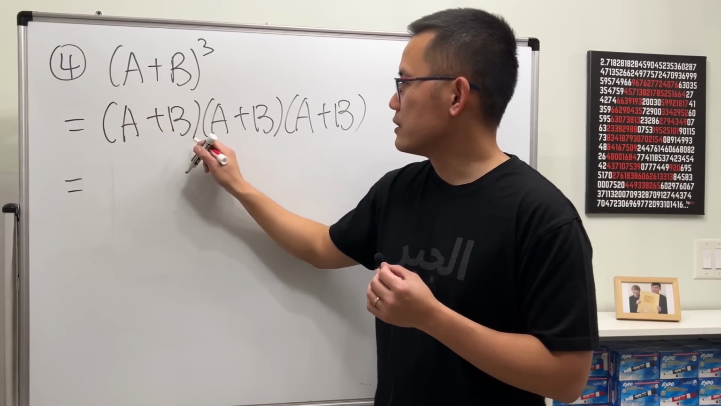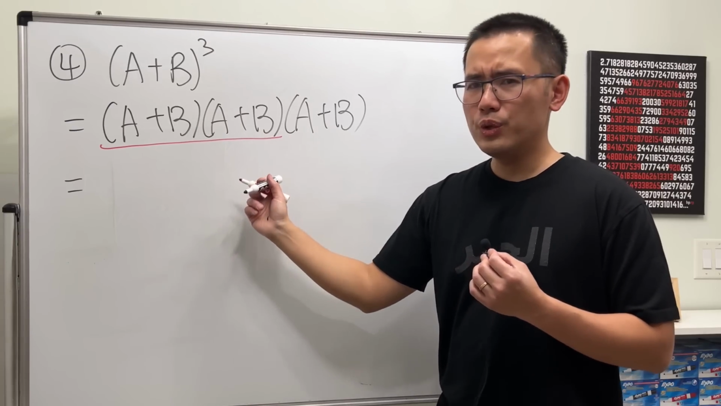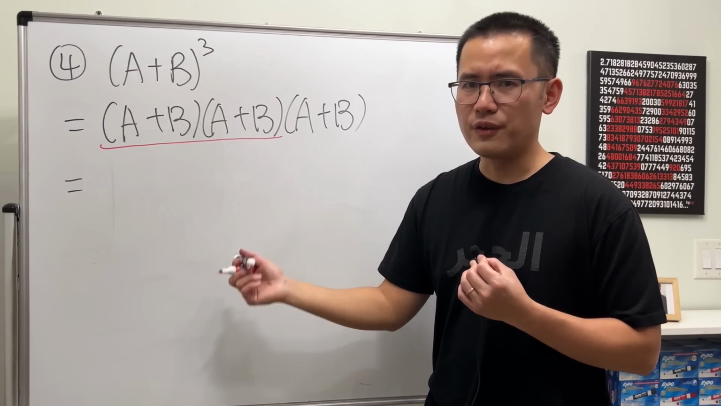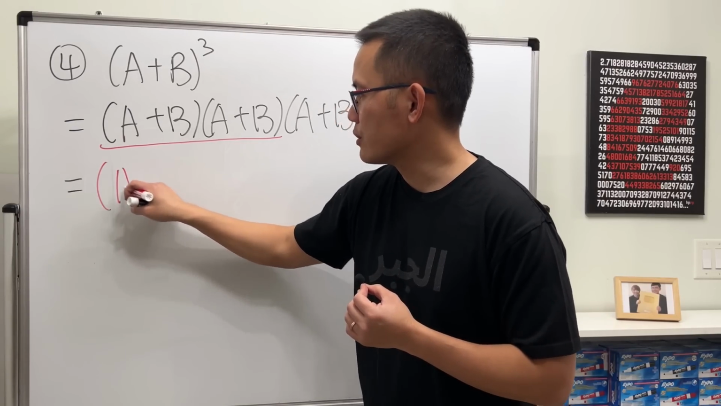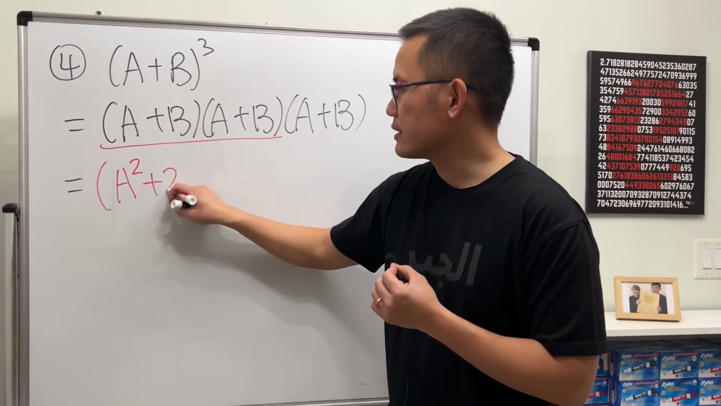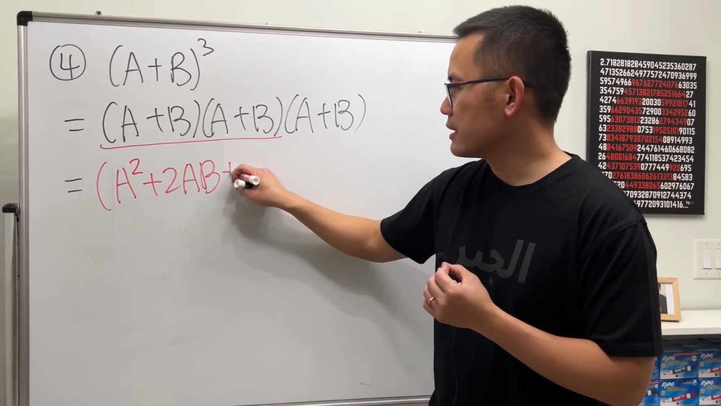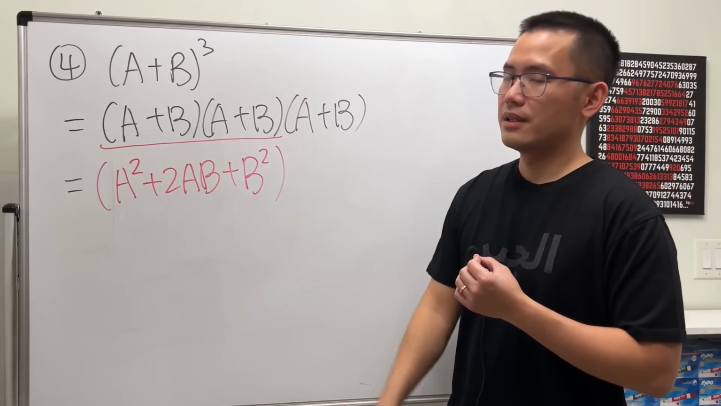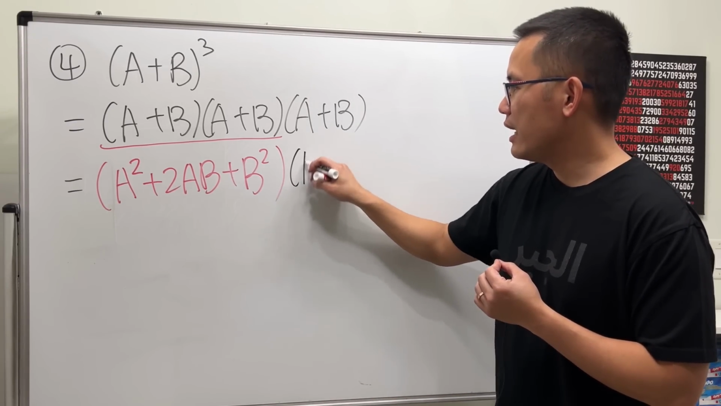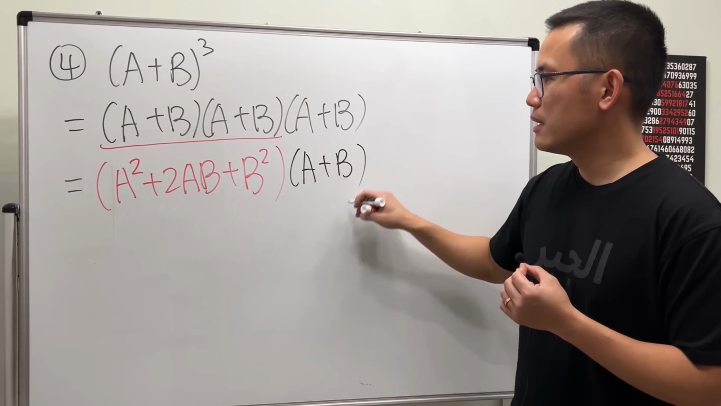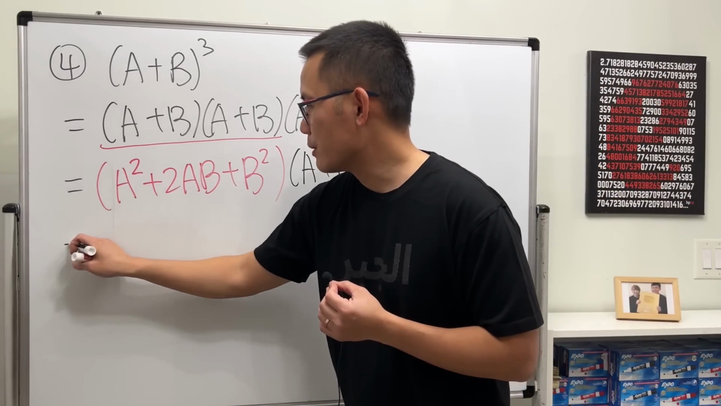Do the first two first though. But didn't we do this earlier? Yes, that's the first formula. So I'm just going to write down the result. A squared plus 2AB plus B squared. And then right here we have the A plus B. Now, just multiply this out.